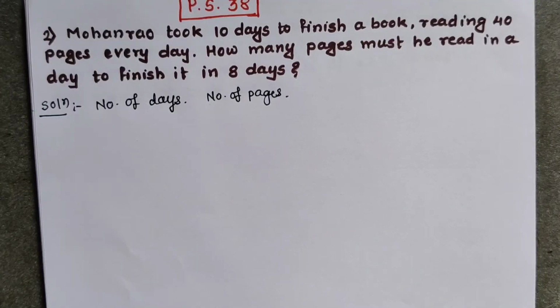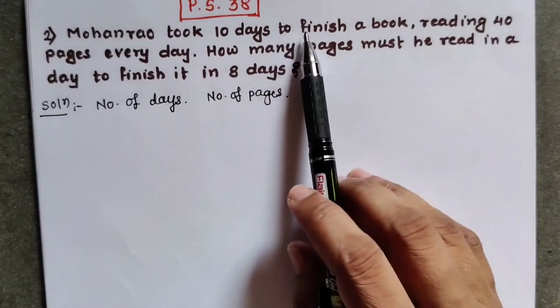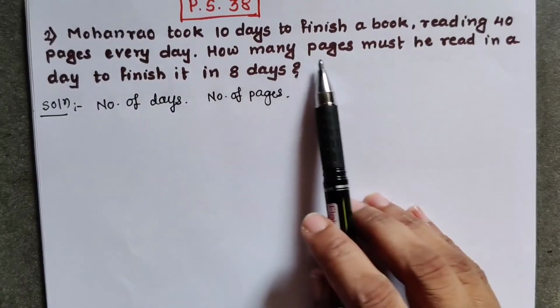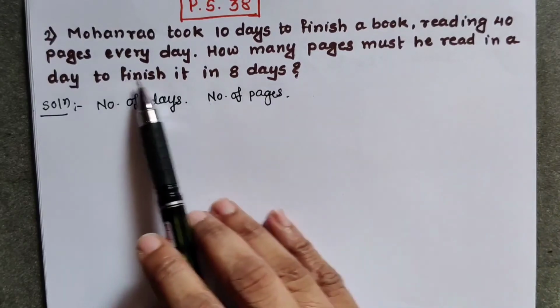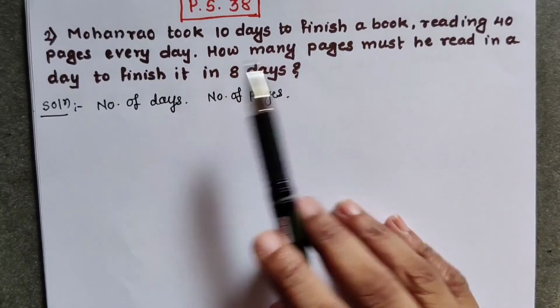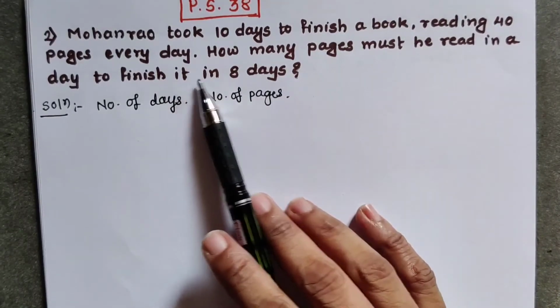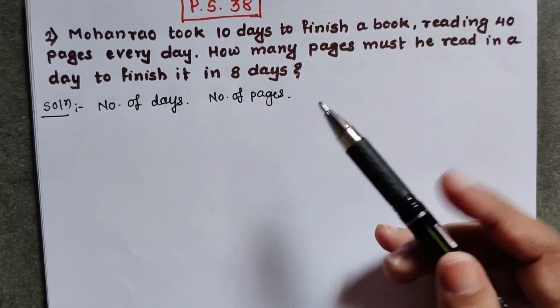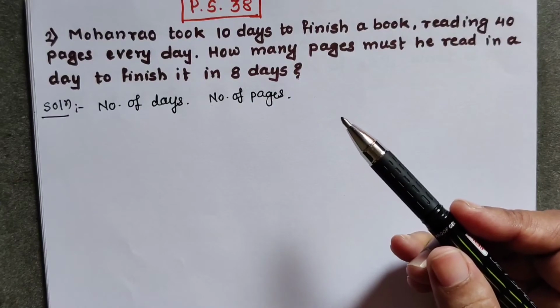Now let's see the second question. Mohan Rao took 10 days to finish a book, reading 40 pages every day. How many pages must he read in a day to finish it in 8 days? That means to finish the book in 8 days. So there is a proportion between number of days and number of pages. We have to check what type of proportion is there.